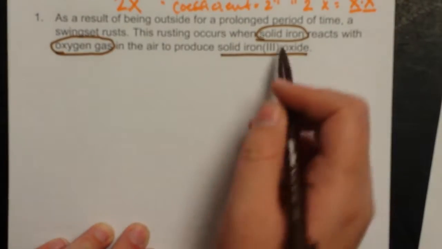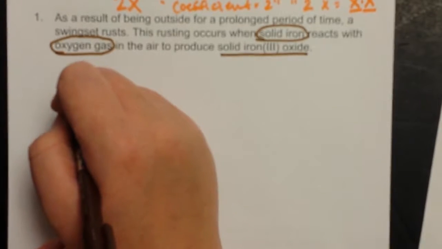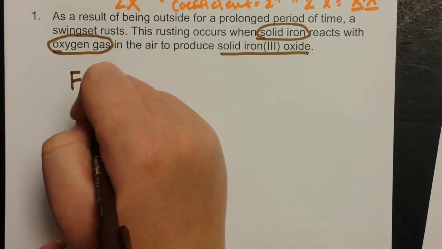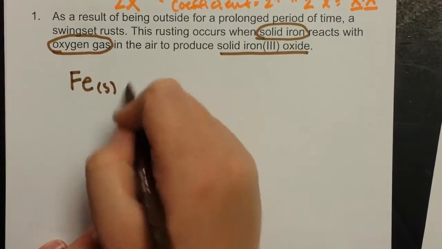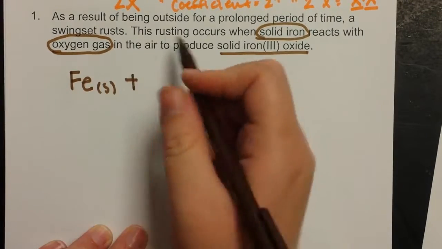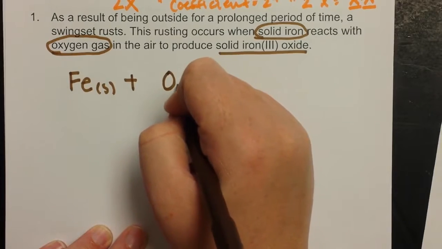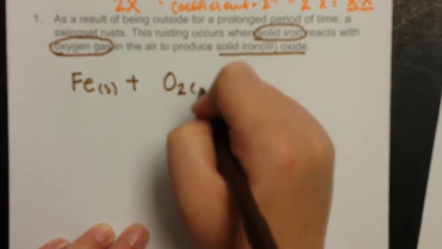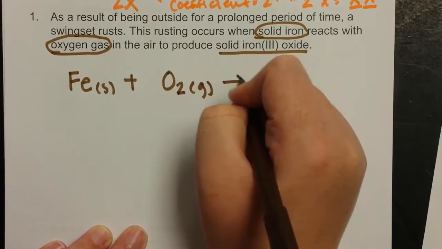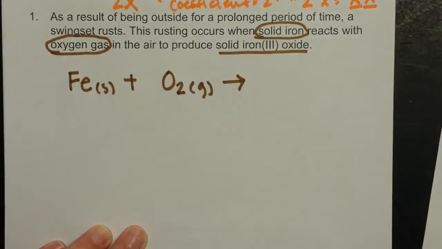Okay, so let's write the skeleton equation. I've got iron as just an element, so I'm going to write its symbol. It says that it's solid, plus oxygen gas. Oxygen is an element, so I need to write its symbol. But remember, it's one of those diatomics, so I have to write O2. Gas yields iron 3 oxide.